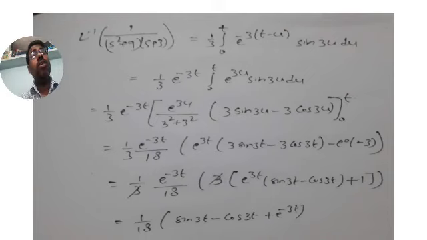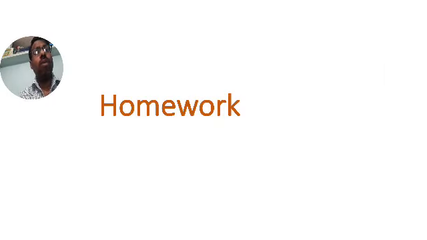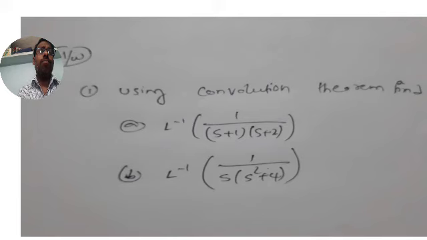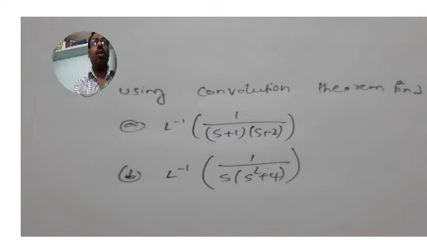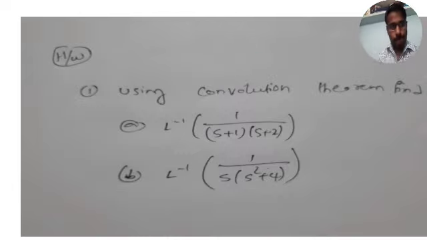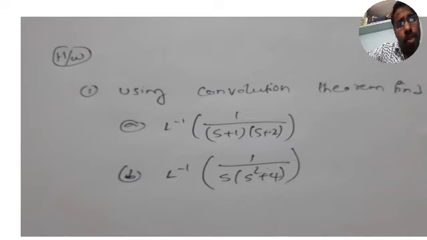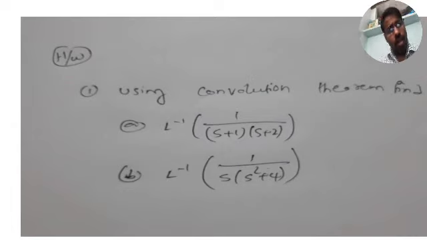Then do this homework. So what is the homework? Yes, these two are homework. Using convolution theorem, find L inverse of 1 by (s plus 1) into (s plus 2). Here both the functions 1 by (s plus 1) and 1 by (s plus 2) look the same. You can choose any one as f bar of s and the other as g bar of s, and vice versa. There is no problem in choosing f bar and g bar.